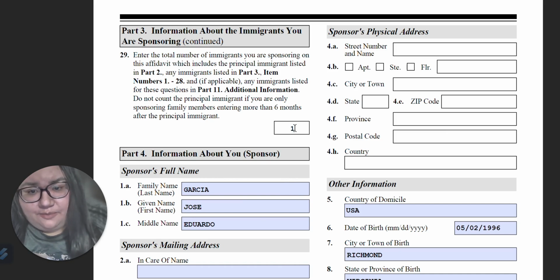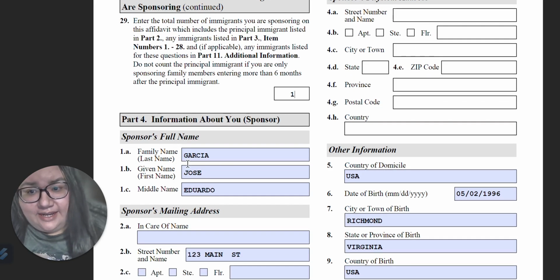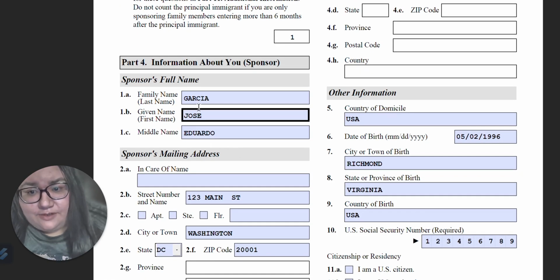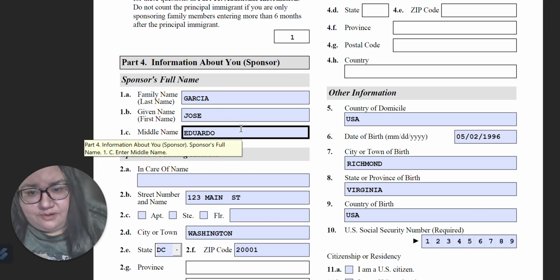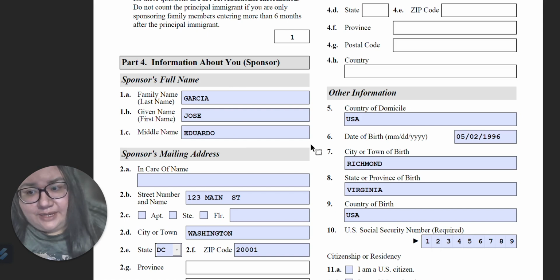And now, if you notice on part 4, it actually switches over to information about you, about the sponsor. So now we're going to go ahead and fill out Jose's information. So we filled out Jose Eduardo Garcia in the order that they provided. Garcia, family name, Jose is a given name, Eduardo is his middle name. Make sure that this matches what you input on that first question on page 1, okay? If it doesn't match, make sure you will make any adjustments necessary.